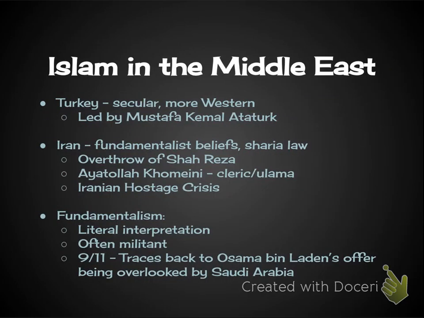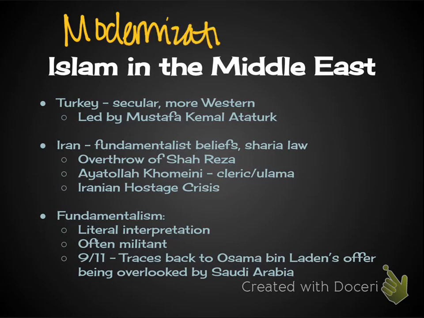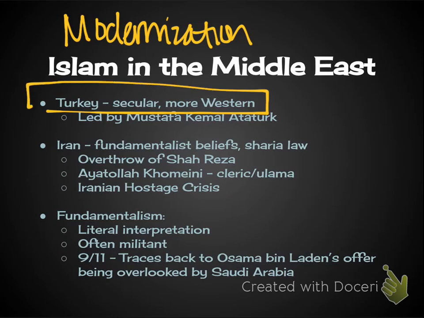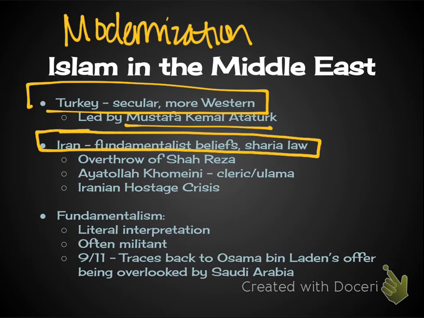Islam, we know that Islam is going to continue to spread in the Middle East. It's been there. It's kind of their history. And we know that Turkey and Iran are going to differ in how they handle modernization, and that's the key thing here. Turkey is going to go more secular, more Western. We know that our key person here is Mustafa Kemal Ataturk, where Iran is going to move the opposite direction, more fundamentalist beliefs, Sharia law.